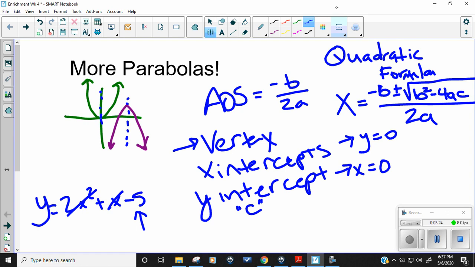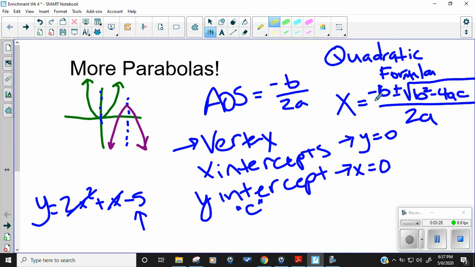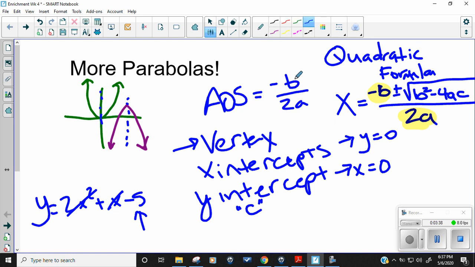Now, do you notice something? I'm going to use my highlighter. The start of the quadratic formula is negative b divided by 2a. And then the other part is the plus or minus because it's a square root. So today we're going to focus on the different aspects.